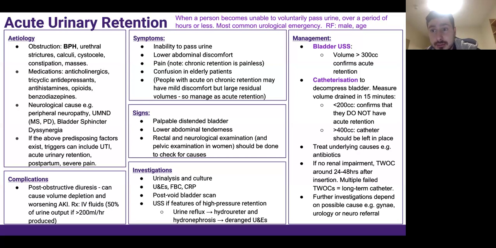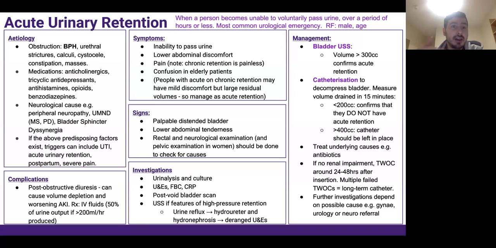We discussed the ultrasound, and this is the volume to correct retention. And once you put a catheter in, you want to measure the volume drained in 15 minutes. Depending on how much is drained, this will guide whether you should leave the catheter or remove it. Once the catheter's been in and you've made sure there are no problems with the kidneys, you might want to try a trial without catheter for 48 hours.